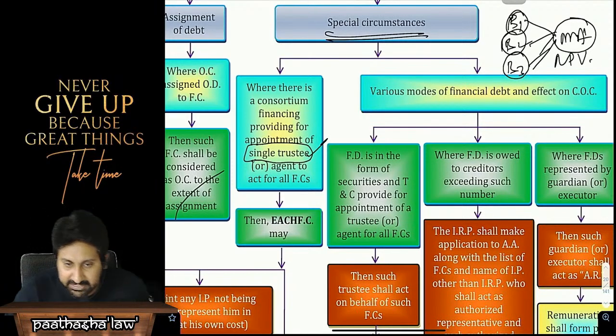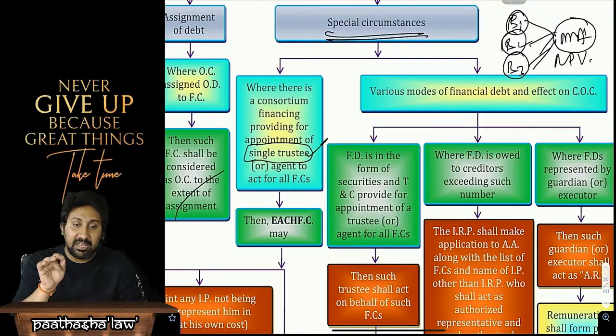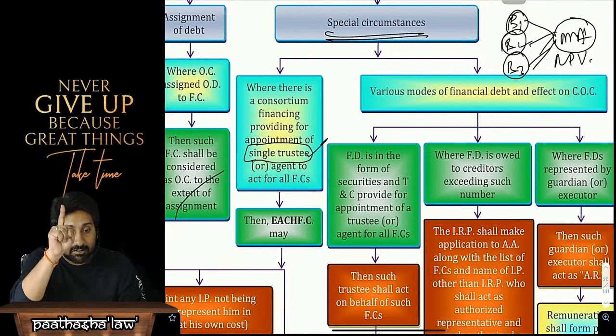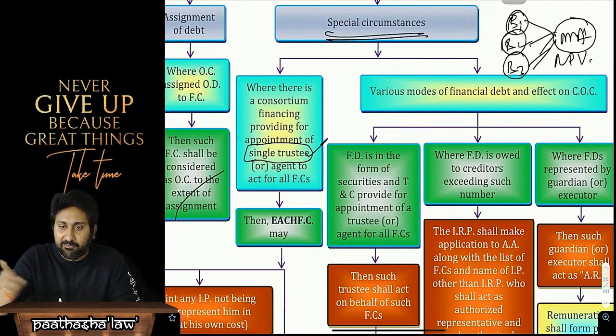Bank 1, Bank 2, Bank 3, all the three will have one common authorized representative. Who is that? Mr. A. That person is called a single trustee. That single trustee will act for each of them. All the three will appoint one trustee, but that one trustee will act for each of them. That means he will collect the information from all the three.